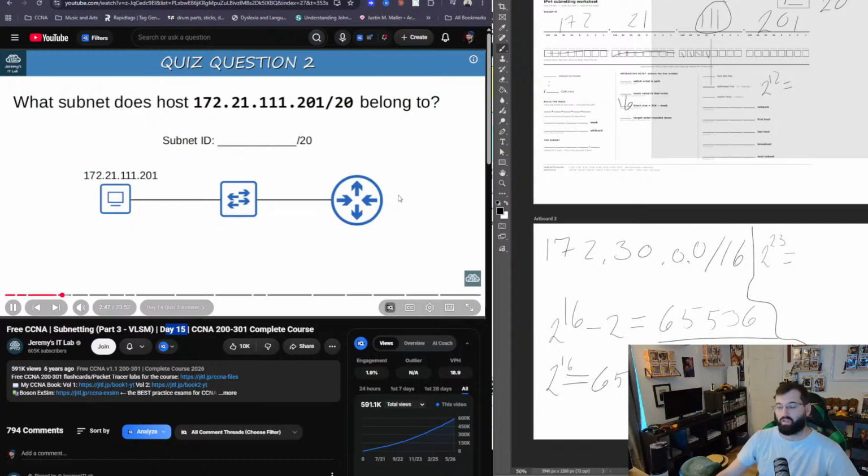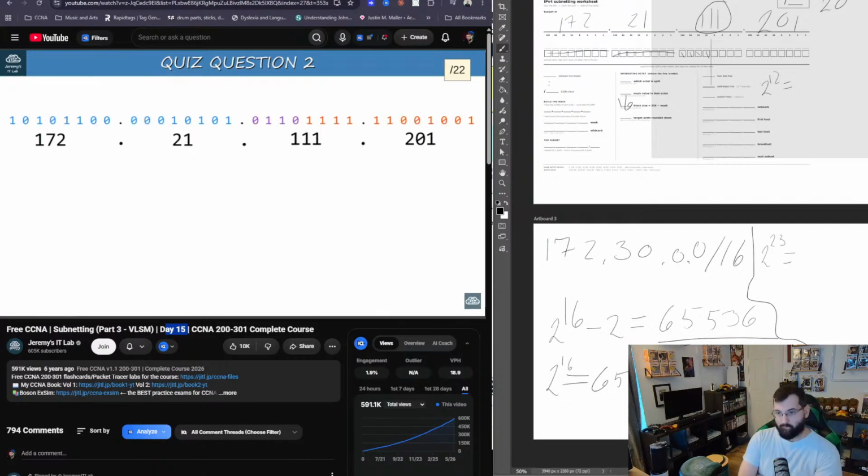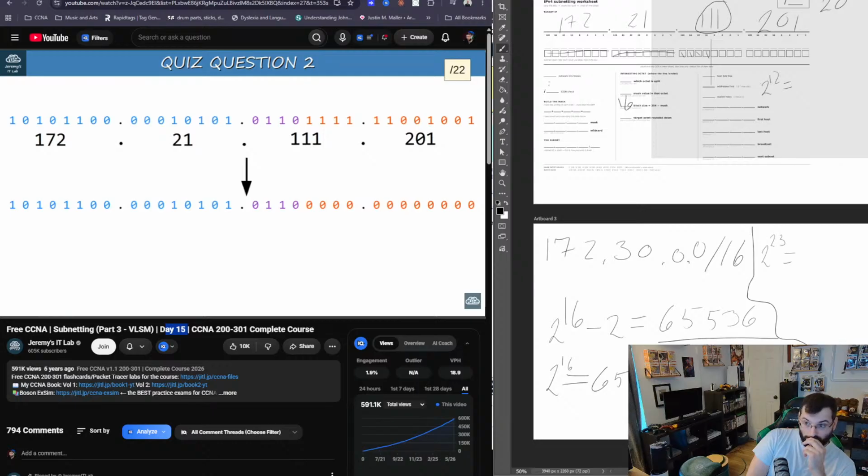These questions are easy if you remember the steps I taught you. First, write out the address in binary like this. Then, change all of the host bits to 0. Convert the address back to dotted decimal, and that's the answer.